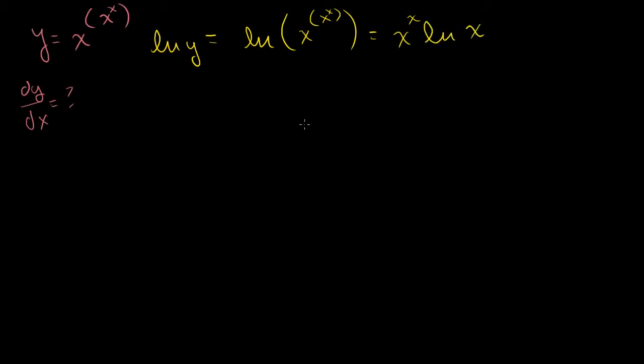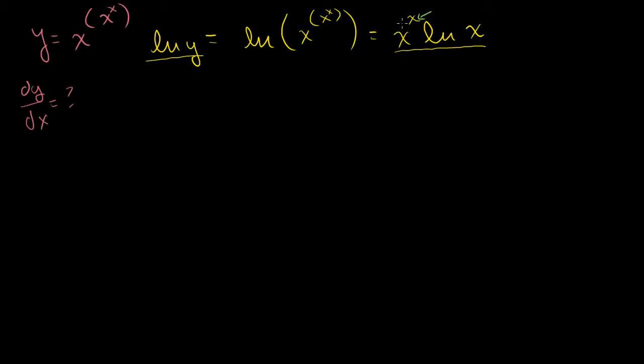Now, immediately, our equation has simplified to the natural log of y is equal to x to the x times the natural log of x. But we still have this nasty x to the x here.